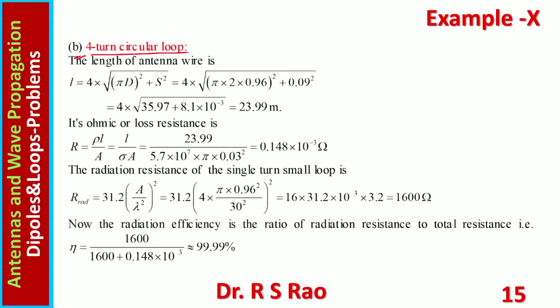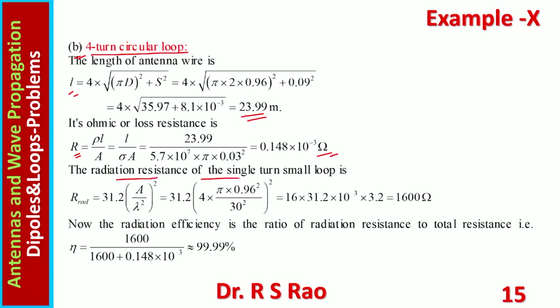Second part, B part of the problem. 4-turn circular loop. In this case, length is 4 times square root of pi d square plus s square. It comes out as 23.99 meters. This is length. Once length is available, ohmic loss resistance can be computed. It turns out to be 0.148 into 10 power minus 3 ohms.